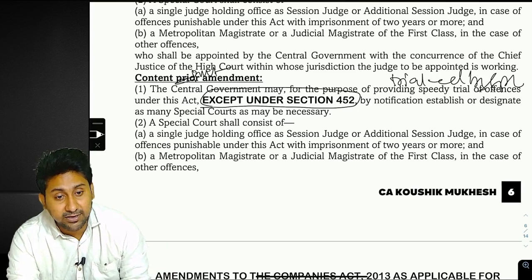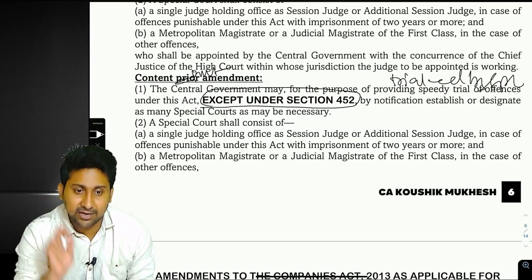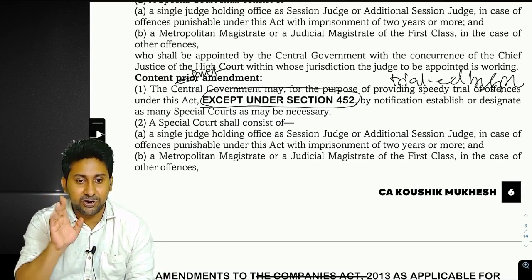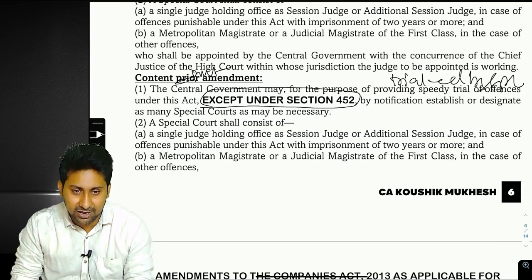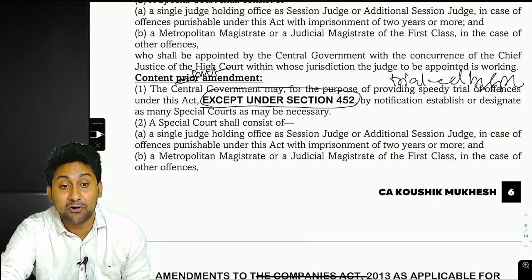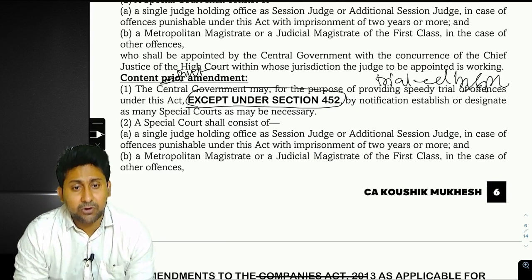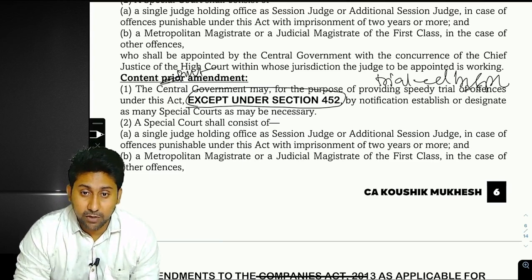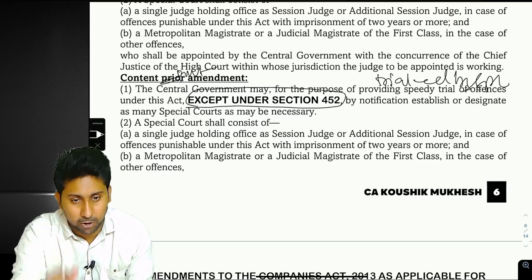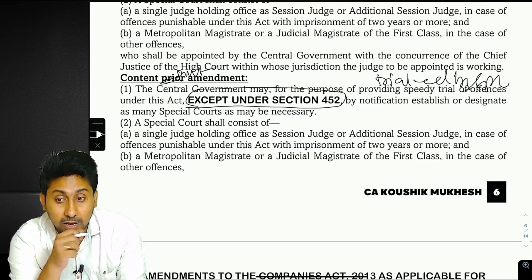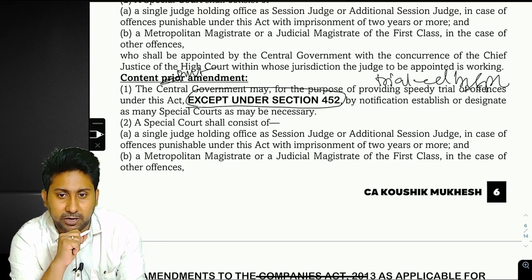So then who will conduct the trial here? Listen. Sir, what is section 452? First we need to understand what section 452 is. So what is 452? Punishment for wrongful withholding of property.